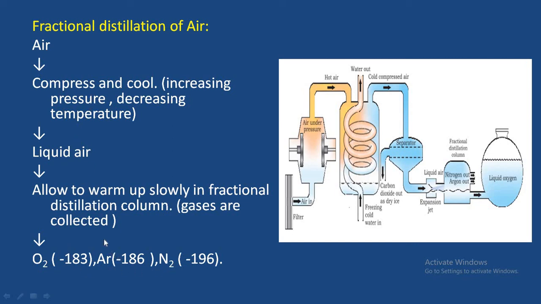The one which has the lowest boiling point is collected first. Oxygen is minus 183 degrees Celsius, argon minus 186 degrees Celsius, nitrogen minus 196 degrees Celsius. In this way we can collect the different gases or components which are present in the air.